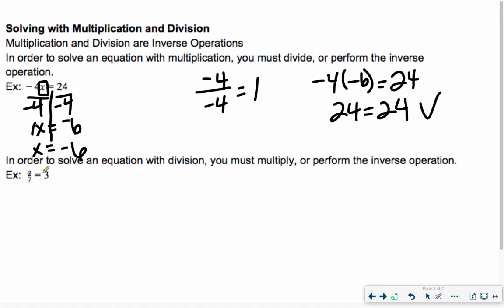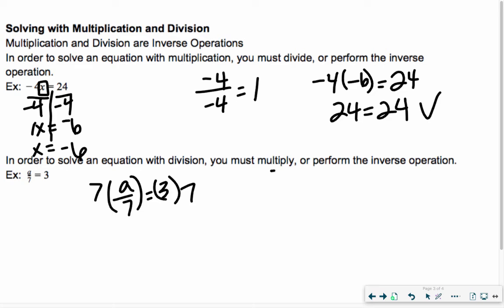Okay, now let's look at when we have division and we need to do the inverse, which is multiplication. So this is a over 7 equals 3, or in other words, a divided by 7 equals 3. So if I'm dividing by 7, then the inverse of that is going to be multiplication. So I'm going to multiply this by 7. And I'm also going to do that here, times 7.